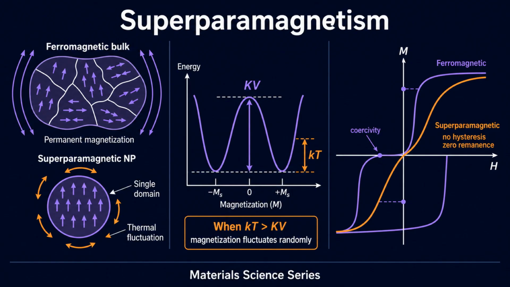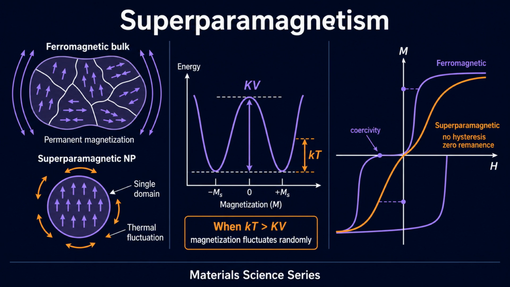At the nanoscale, things change dramatically. Below a critical size, on the order of several tens of nanometers for iron oxide, particles become single domain because the energy cost of creating a domain wall exceeds the benefit. Single domain particles have uniform magnetization throughout.